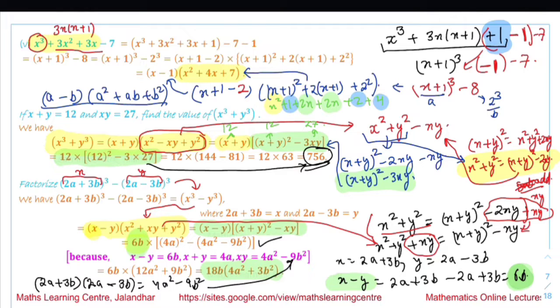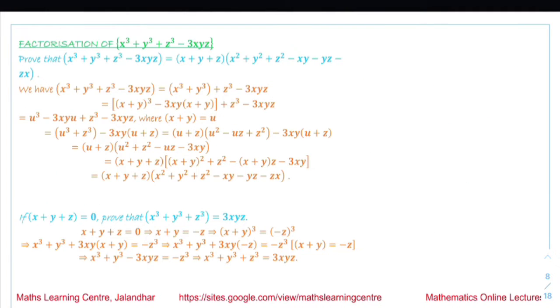Now the next formula we have is the factorization of x cube plus y cube plus z cube minus 3xyz. If we have the term in this form, then how are we going to factorize it? The formula we have over here is the direct formula: x cube plus y cube plus z cube minus 3xyz is equal to (x plus y plus z) into (x square plus y square plus z square minus xy minus yz minus zx).